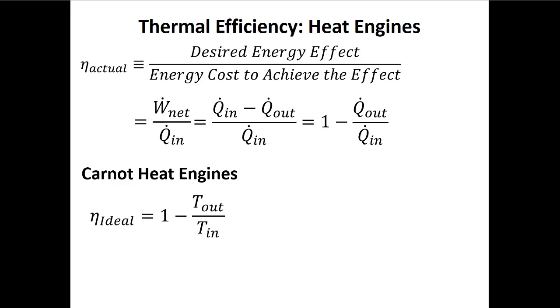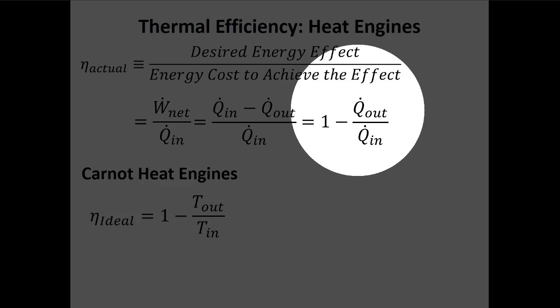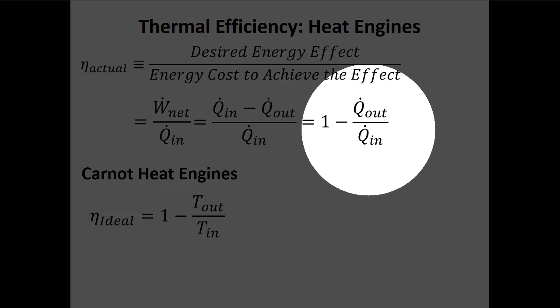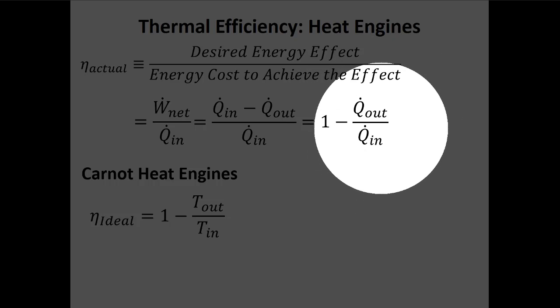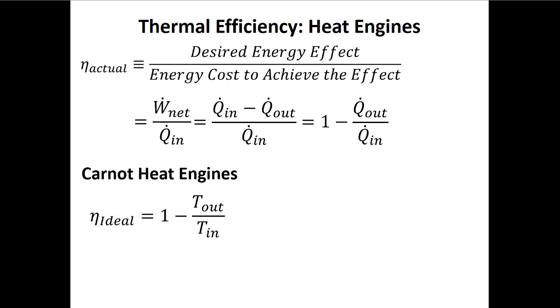So for heat engines, the best you can ever do is 1 minus, so for Carnot engines, what we do is we take these heat transfer terms and we substitute the Q dots for temperatures, right? So this is a ratio of heat transfer rates. I substitute the ratio of heat transfer rates for the ratio of the temperature. So the temperature out divided by the temperature in, right?